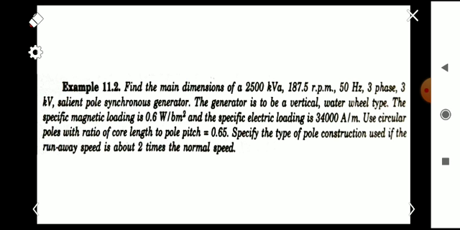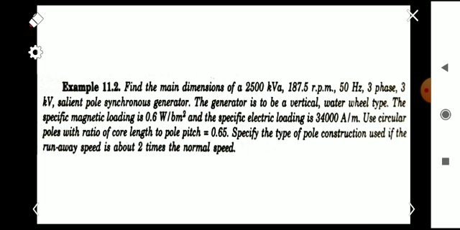The specific magnetic loading is 0.6 watt per meter square, and the specific electric loading is 34,000 ampere per meter. Use circular poles with a ratio of core length to pole pitch as 0.65. Specify the type of pole construction used if the runaway speed is about 2 times the normal speed. Okay, the same problem, same model of problem.